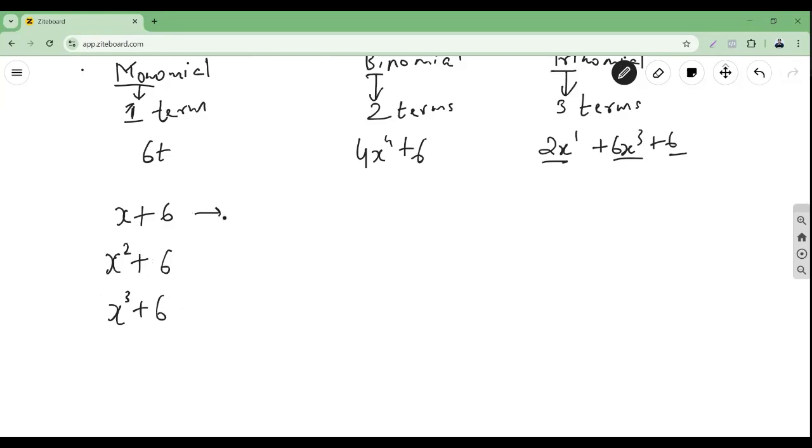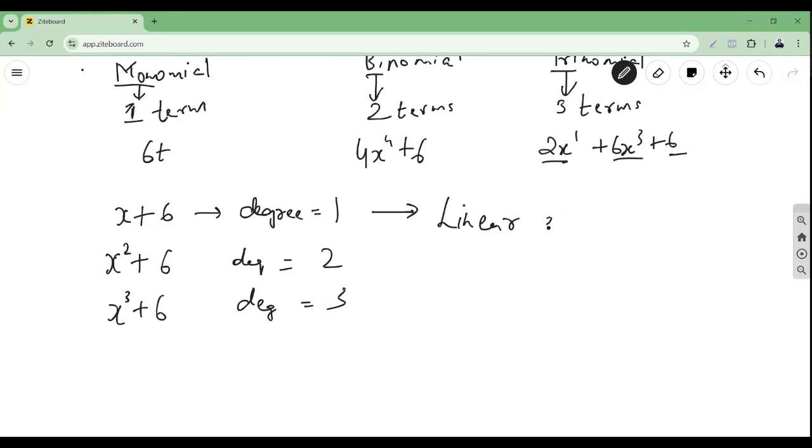So the degree is here. Degree is what? The power is 1. Degree, highest power is 1. So the degree here is 2, right? Degree here is 2. And the degree here is 3. So when the degree is 1, we call such an expression a linear expression.